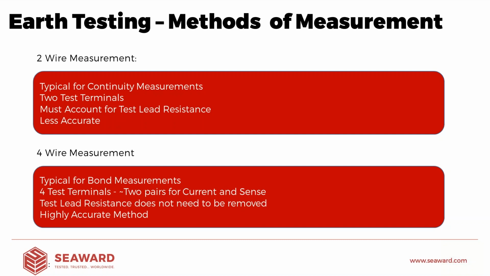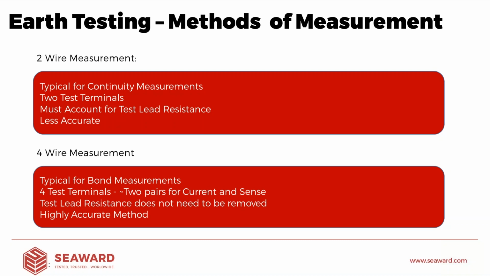Now, a 4-wire measurement is more typical for the bond measurement environment. It typically consists of 4 test terminals, so you have 2 pairs, one for either side of the measurement. You have 1 pair that carries the current and 1 pair that carries the voltage drop measurement, or sense as it's typically known. In this case, test lead resistance doesn't play a factor, so there's no need to remove it or zero it out like you may have to do in a 2-wire measurement. And it's a much more accurate method of measurement.